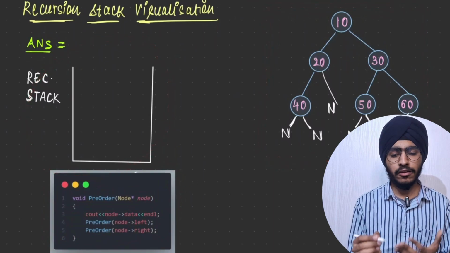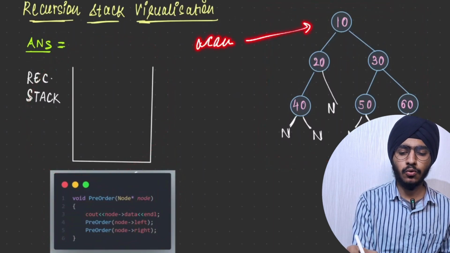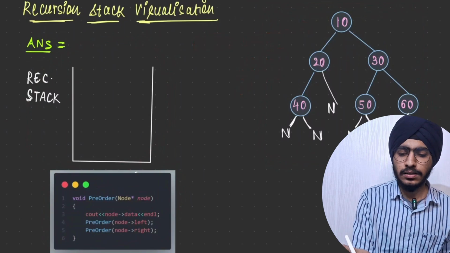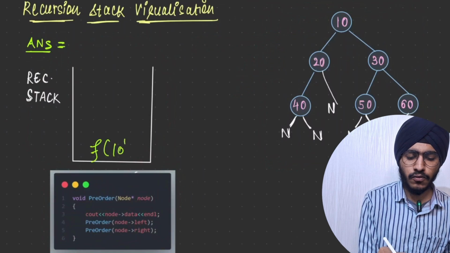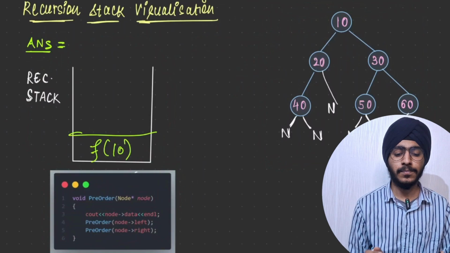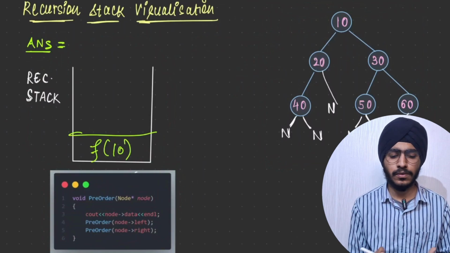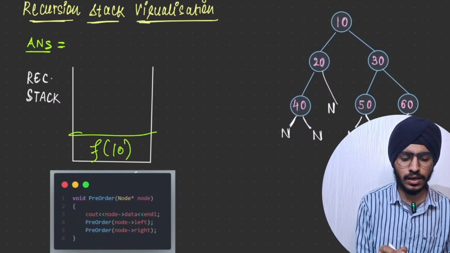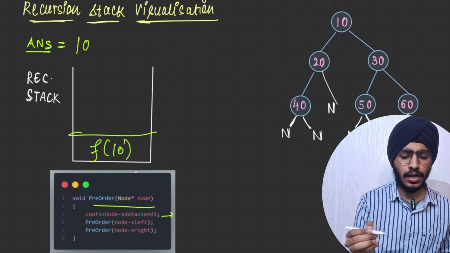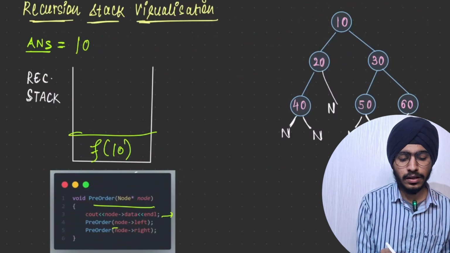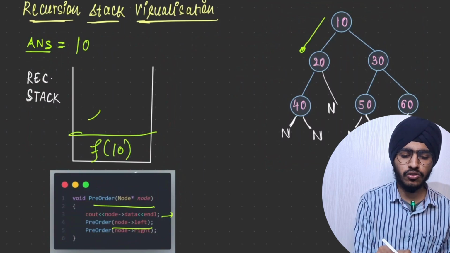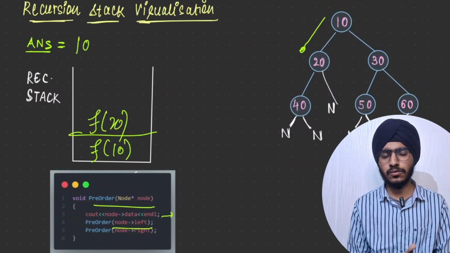For example, if the main function calls the root node function of 10, that is PreOrder of 10, let's say. So what will happen? This function of 10 will be pushed into the recursion stack, because we need to operate on this, right? Now what will the function of 10 say? When we call the function of 10, it will say first print me. So let's print it. Then we will say call the left. So 10's left is 20. So we'll say push it into the stack and apply this function.